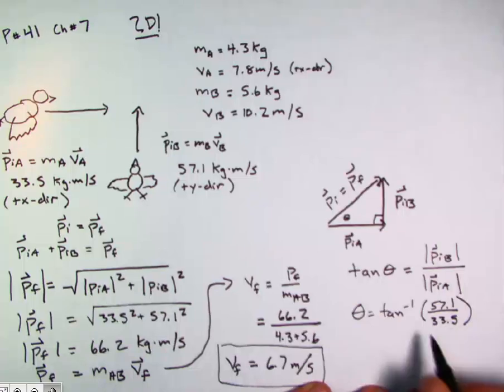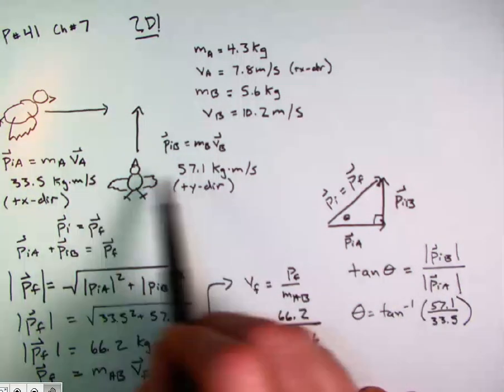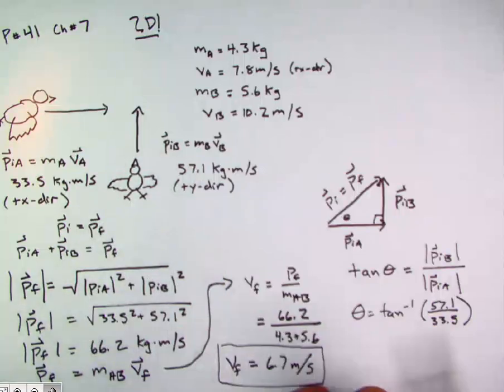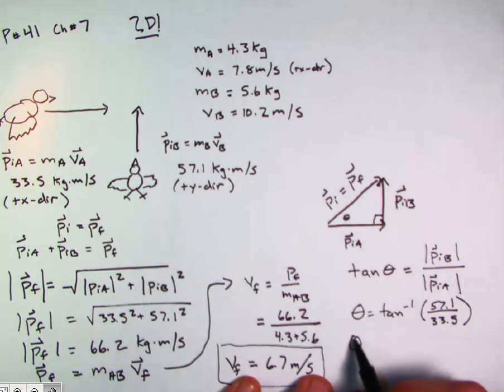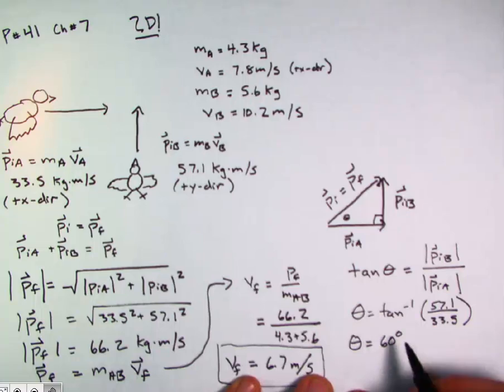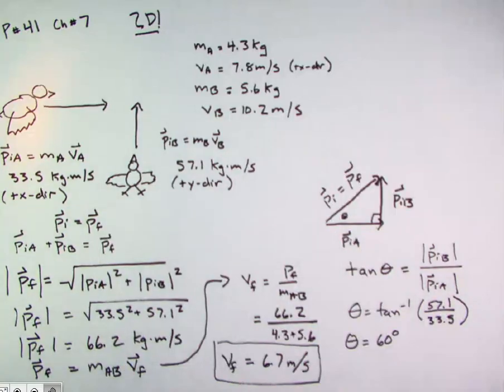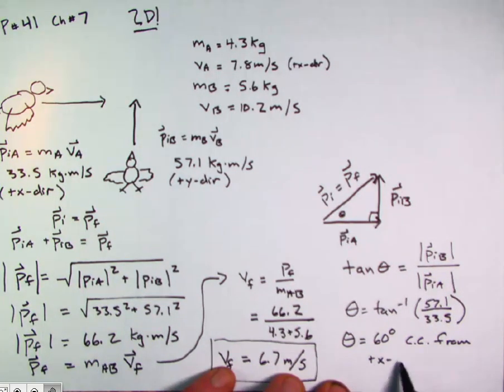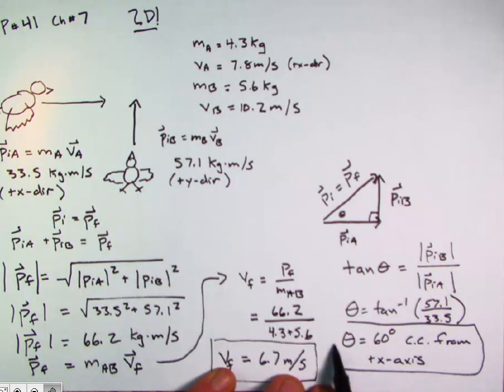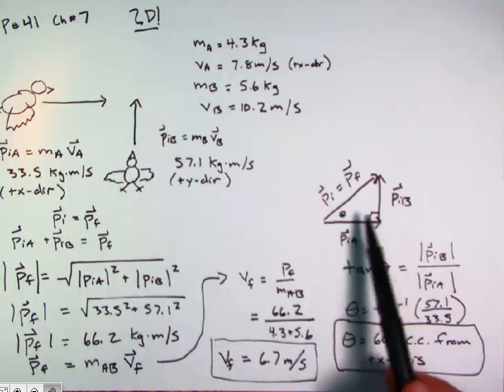All right. So plugging in my numbers here for the magnitudes of PIA and PIB, we would get that theta comes out to be like 59.8 degrees or something like that. So to significant figures, theta would be 60 degrees. And we should label this angle somehow. So why don't we say counterclockwise from plus x axis. Okay, so that would be the direction that the two eagles would go after the crash, right?